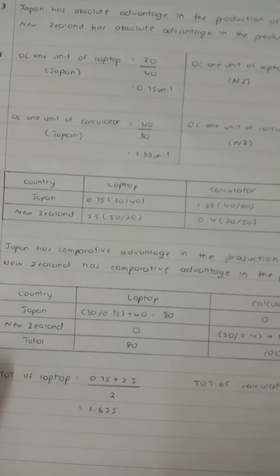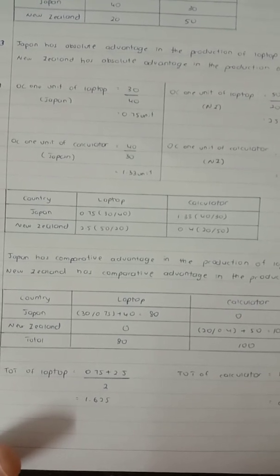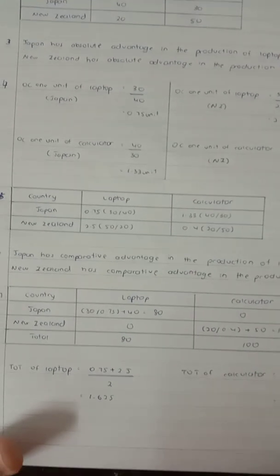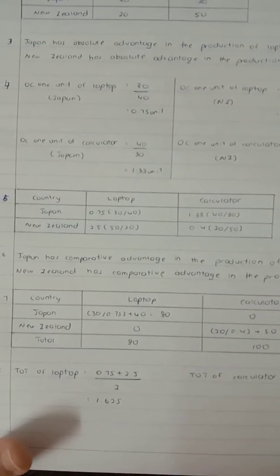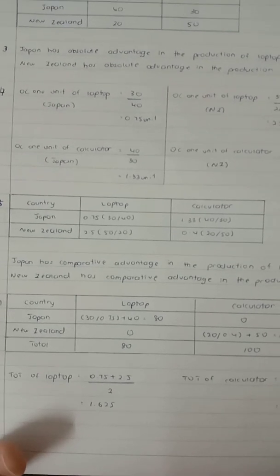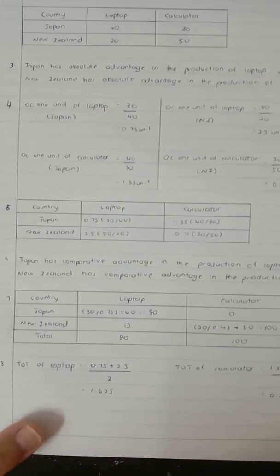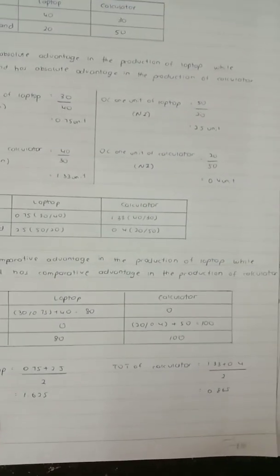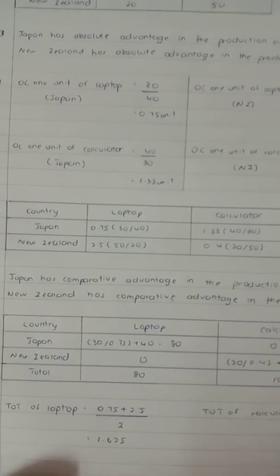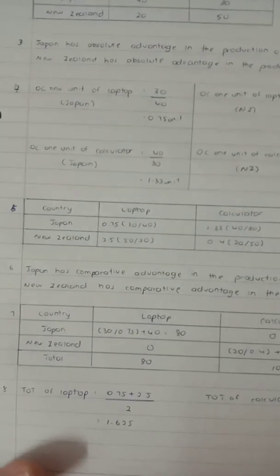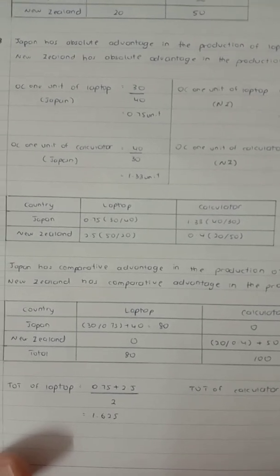So the sixth question is, which country has the comparative advantage in the production of laptop and calculator? For this question we must refer to the fifth question. We can see Japan has comparative advantage in the production of laptop, while New Zealand has comparative advantage in the production of calculator, because Japan has lower opportunity cost in the production of laptop, while New Zealand has lower opportunity cost in the production of calculator.